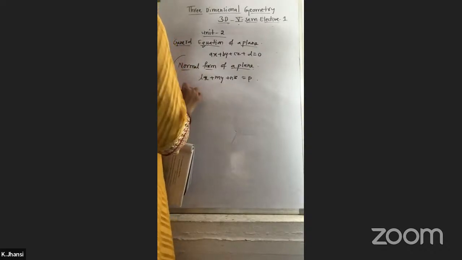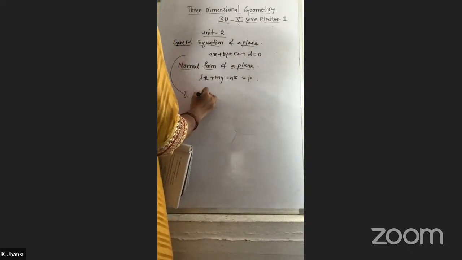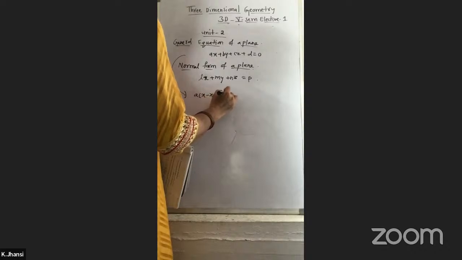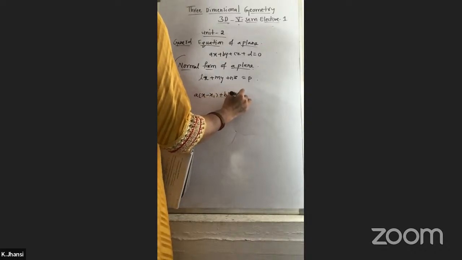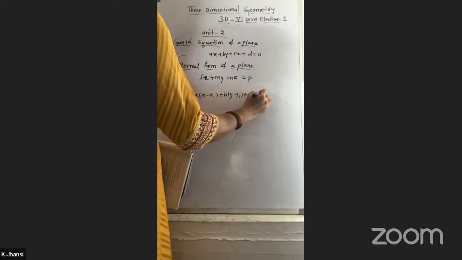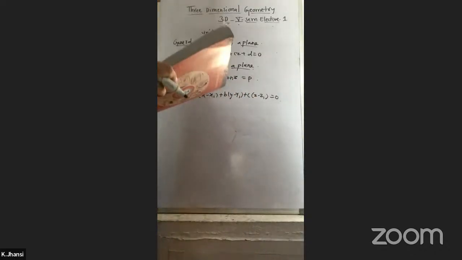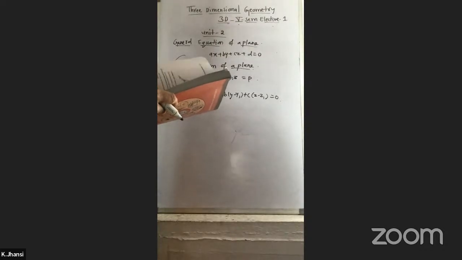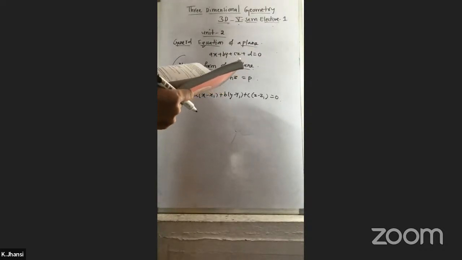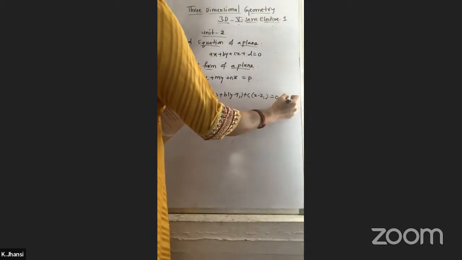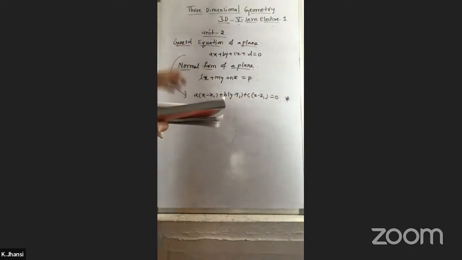And one more formula here, when one point is given, this is also important: a into x minus x1 plus b into y minus y1 plus c into z minus z1 equals to 0. Okay. This formula is also important. In some problems we'll use this one. That is on page number 43 you have. This is used when one point is given, to find the general equation of a plane.